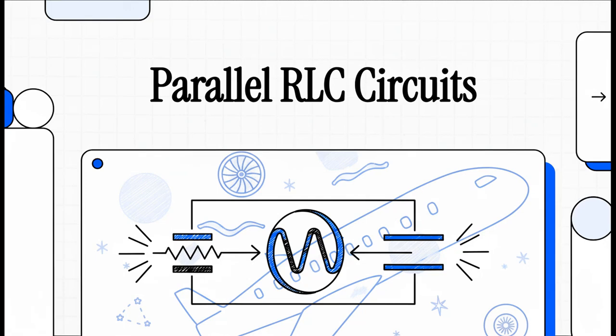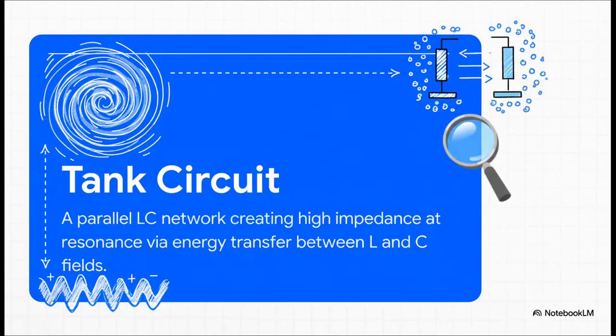This is a technical refresher on parallel RLC circuits, focusing specifically on their mission-critical function inside modern aerospace systems. A tank circuit is defined by its function, not just its components. Think of it as a self-sustaining energy exchange system. Its entire behavior is governed by the physics of electromagnetism and dielectric polarization, which enables that cyclical transfer of energy between two very different physical states.